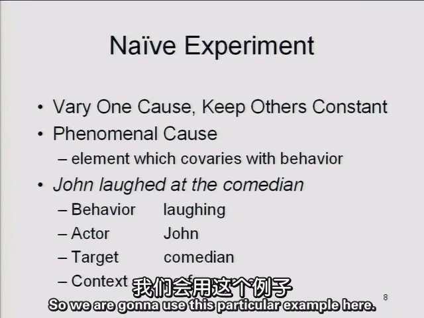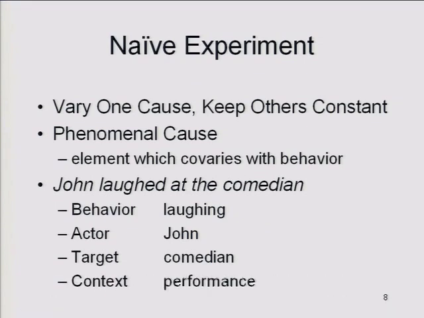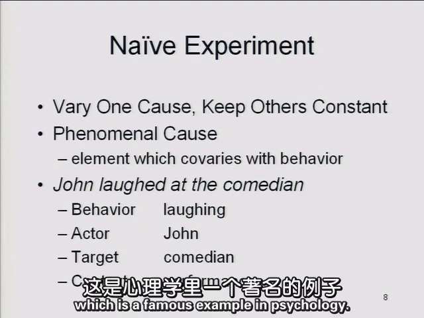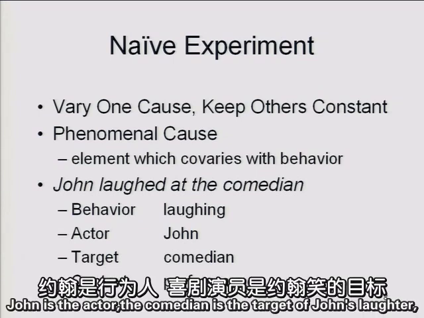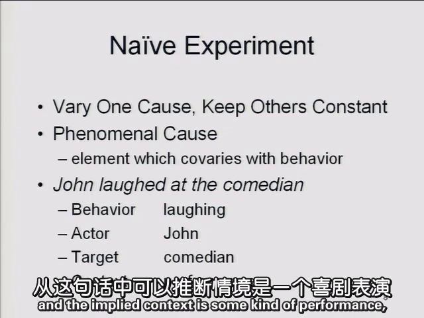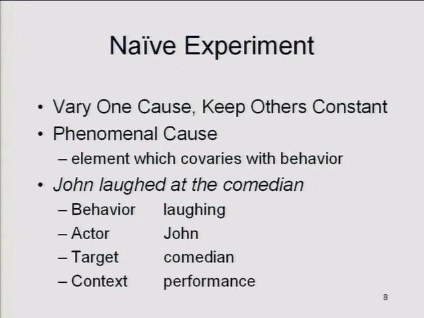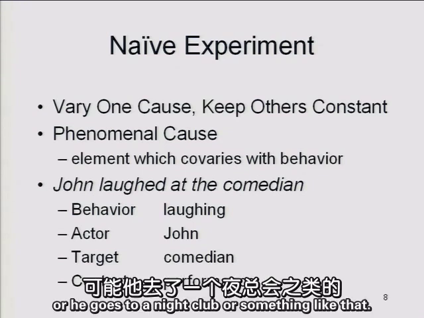So we're going to use this particular example here, okay? John laughed at the comedian, which is a famous example in psychology. The behavior is laughing. That's what's to be explained, okay? John is the actor. The comedian is the target of John's laughter, and the implied context is some kind of performance. You go to a comedy club or you go to a nightclub or something like that.